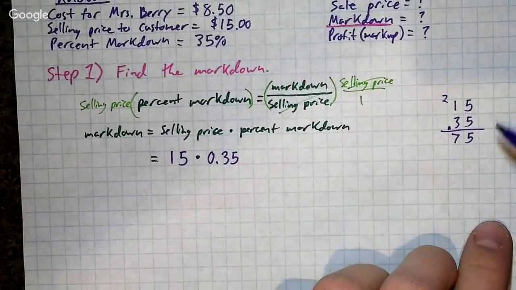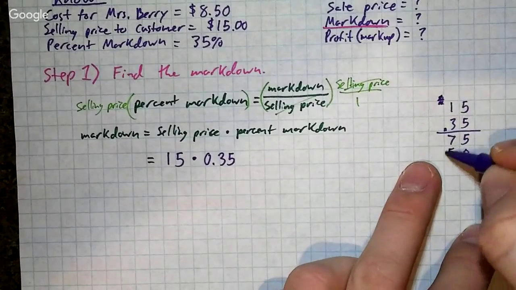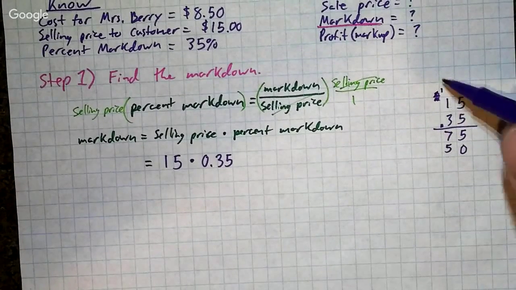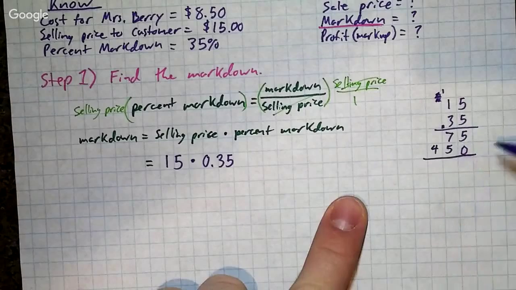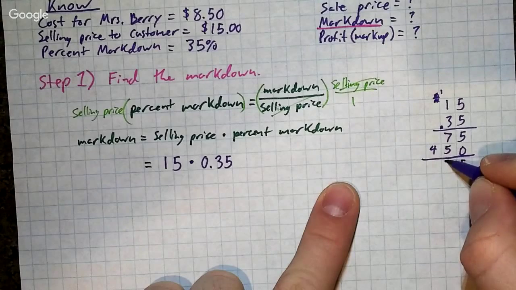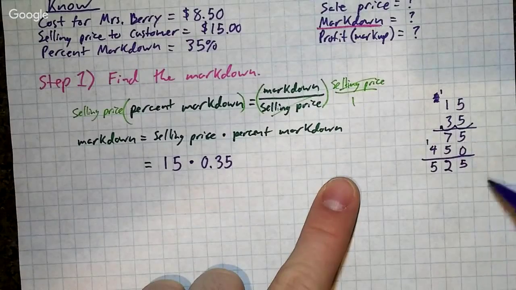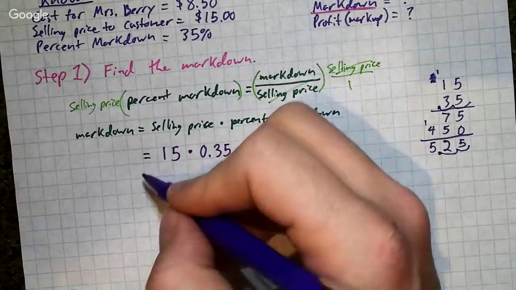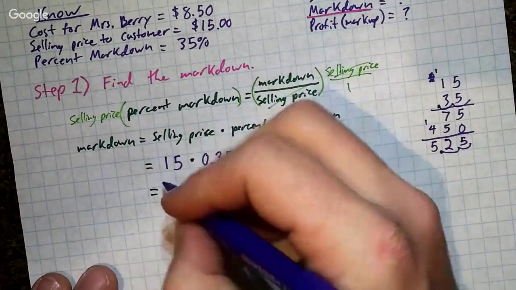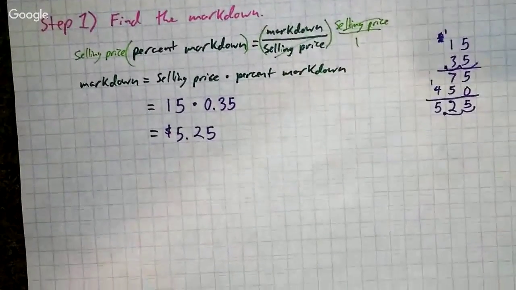I almost confused myself. Okay, then we drop a 0 right here. 5 times 3 is 15. 3 times 1 is 3, plus 1 is 4. 5 plus 0 is 5. 7 plus 5 is 12, so 2 and carry 1. And 4 plus 1 is 5. Now, we add up our decimals, move it over, and look at that. Our answer to our markdown, what is our markdown? Our markdown is going to be $5.25. So that's our markdown.